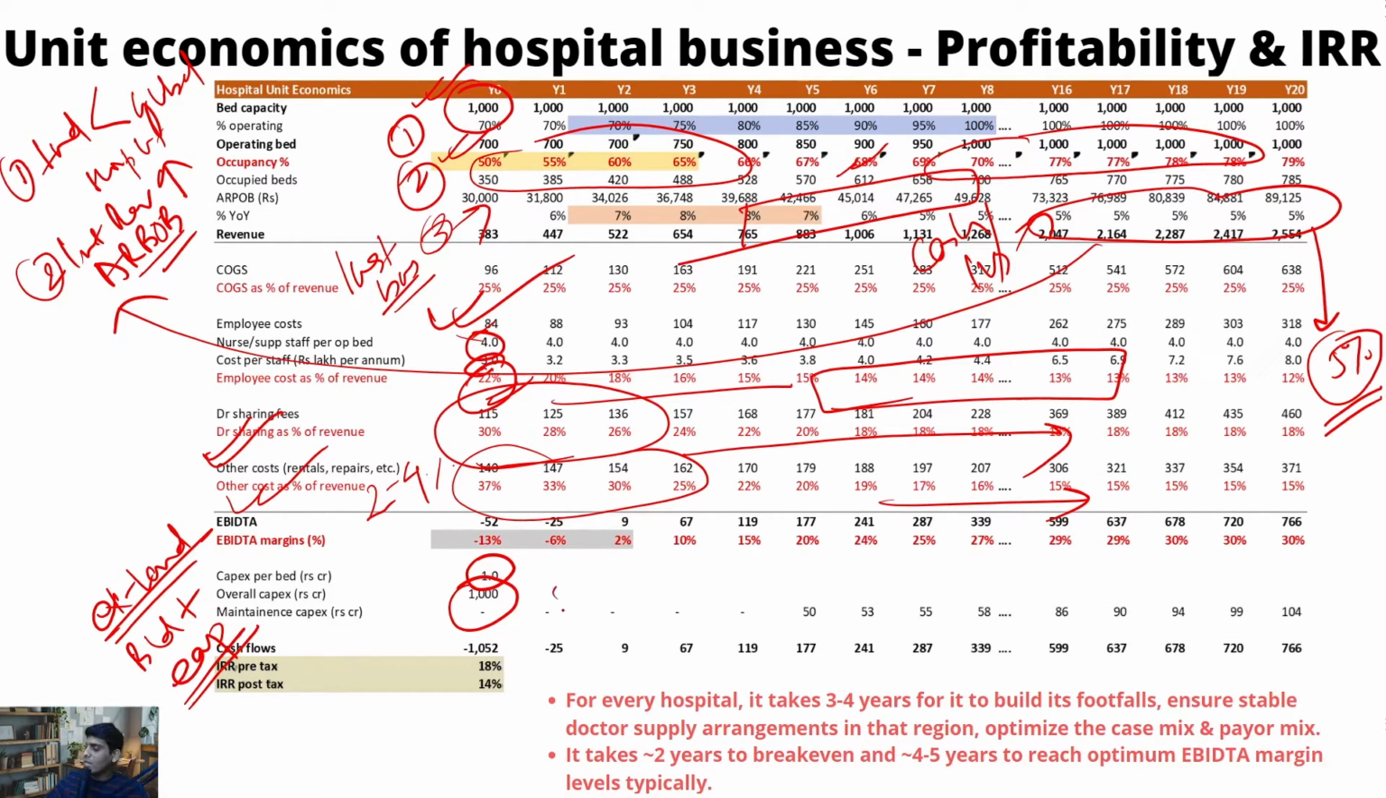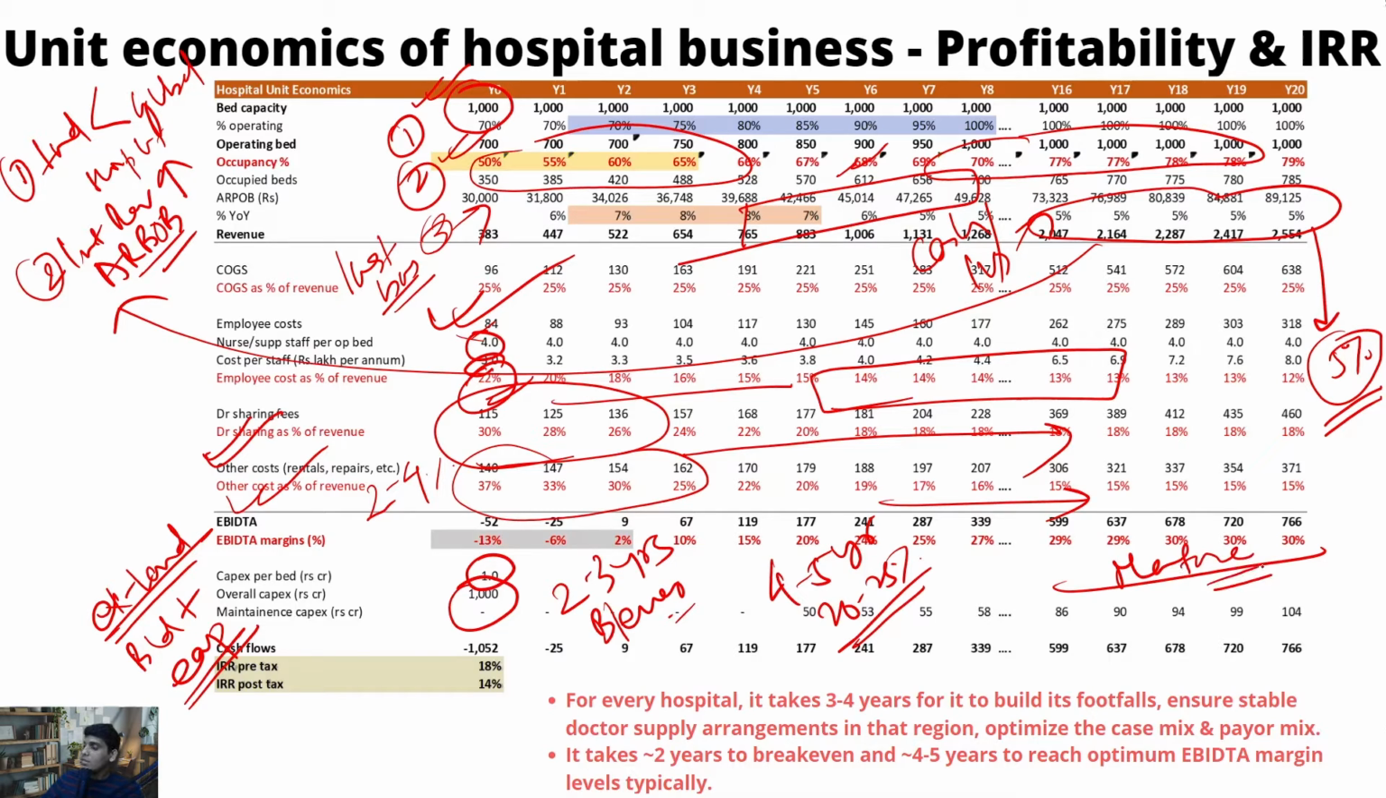Net आप कोई भी hospital को देखोगे, it takes 2 to 3 years for you to break even in EBITDA terms, and it takes 4 to 5 years for you to reach around 20-25% level of margin. And for a mature hospital, the margins can go as high as around 25-30%, right?